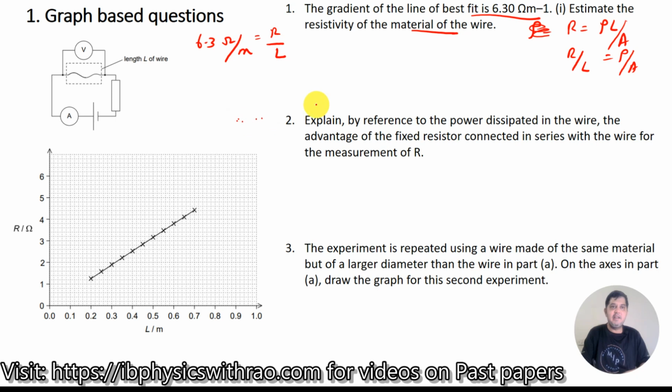Somewhere the area should have been given to you in the question. I don't have the full question. So definitely, now R by L, how do I get this? R by L here, I can find out from the slope here.